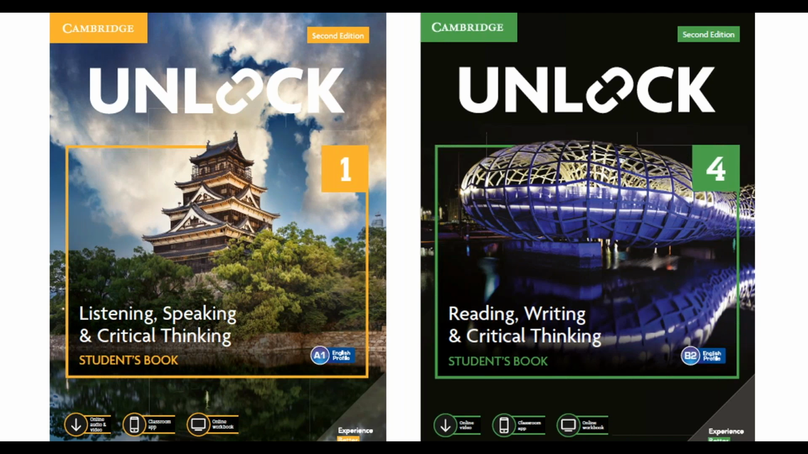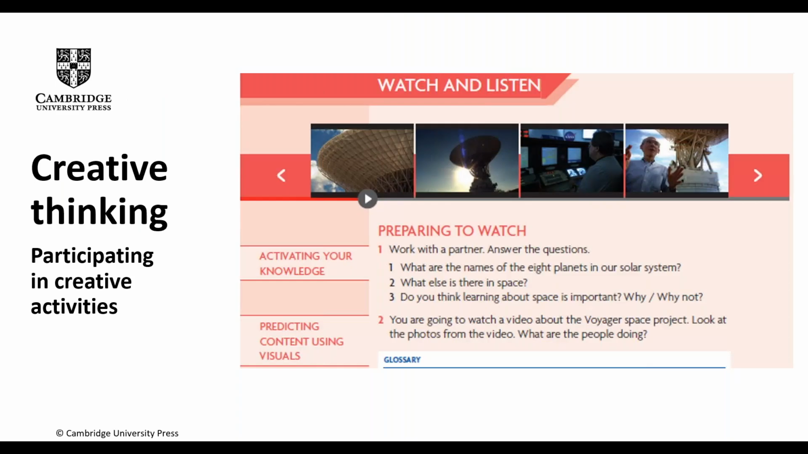So if we look here, for example, at creative thinking, it's really trying to get students to think more creatively. Here, for example, using a few general pictures in order to stimulate those discussions. So starting off with what they know, those basic core factual elements. What are the names of the 8 planets in our solar system? But then asking more open questions to really allow students to show what they do know: what else is there in space? It's a really open-ended question.